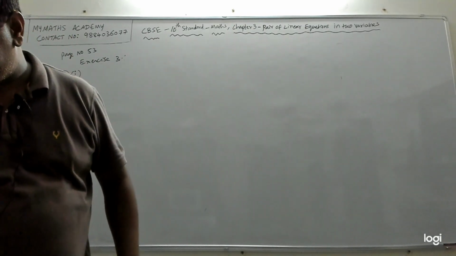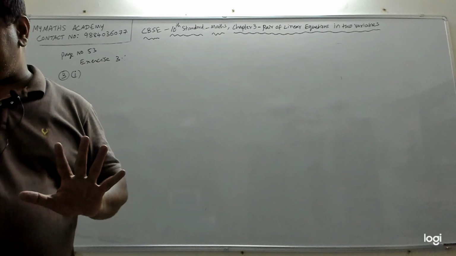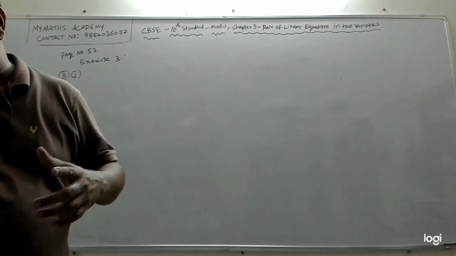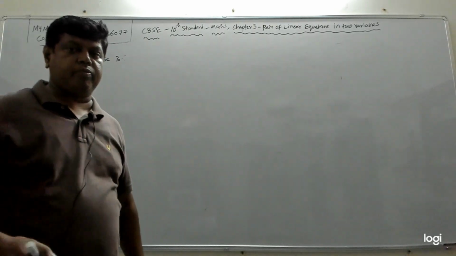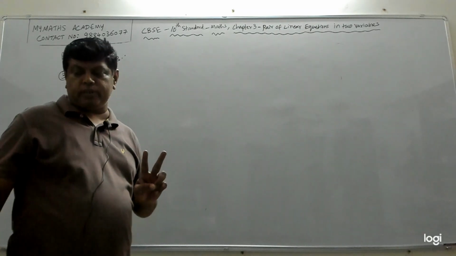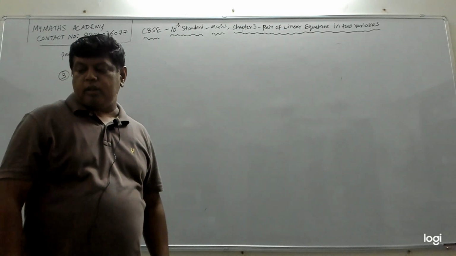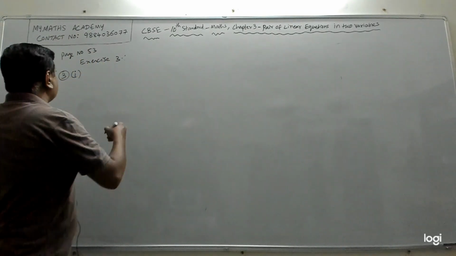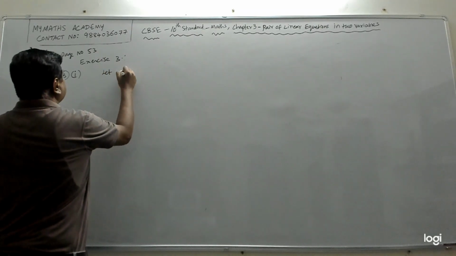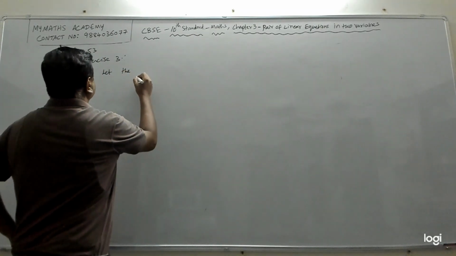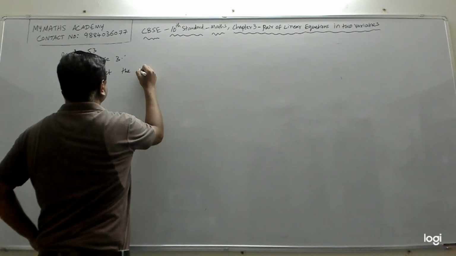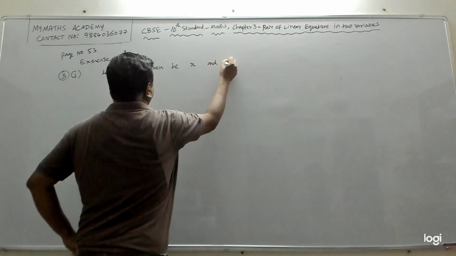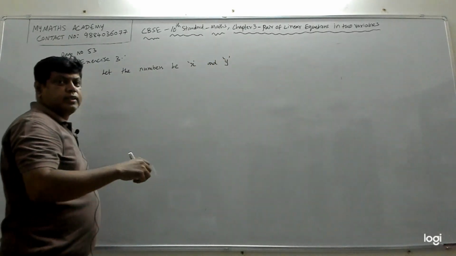The question says the difference between two numbers is 26 and one number is 3 times the other number. Find them. We have to find the two numbers. We don't know the two numbers, so we'll say let the numbers be x and y. I am taking one number as x, the other number as y.